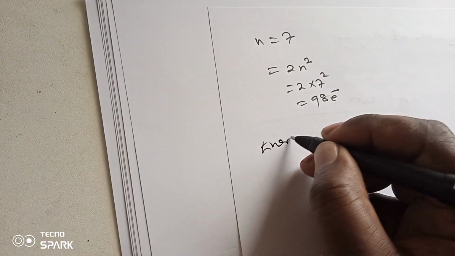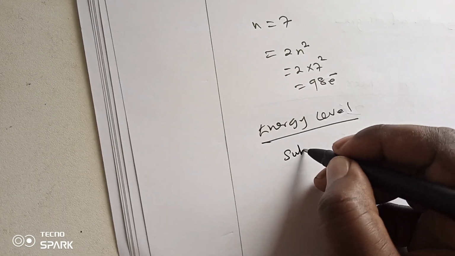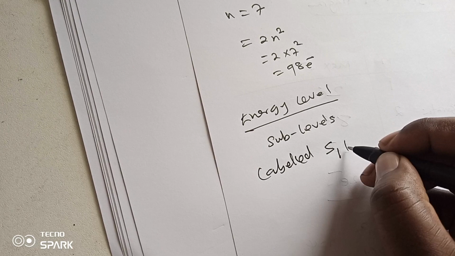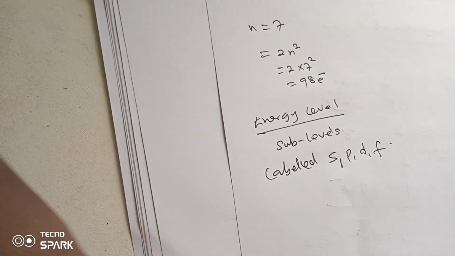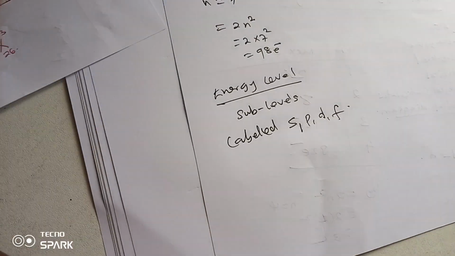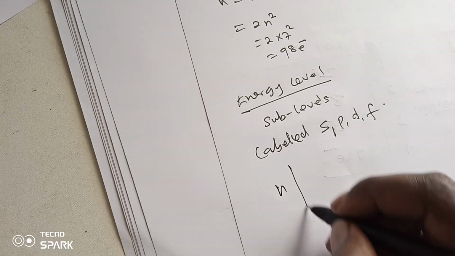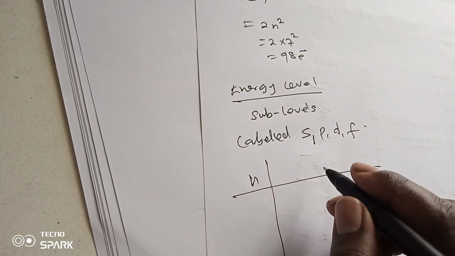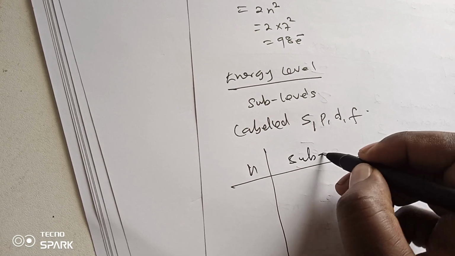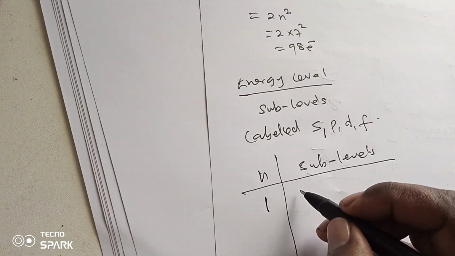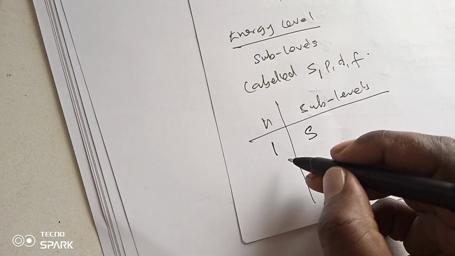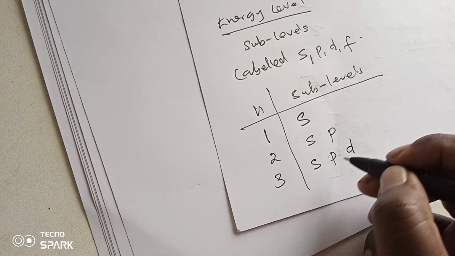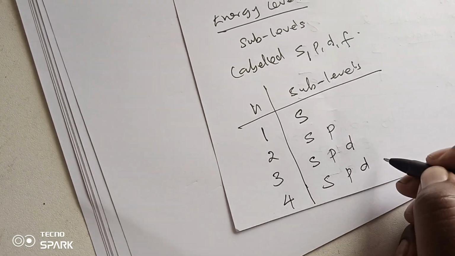So, within energy level, there is what we call sublevels. These sublevels are labeled as S, P, D, F. And you should know that each energy level contains a certain number of sublevels. The first one contains only S. The second one contains S and P. The third one contains S, P, D. Then the fourth one contains S, P, D, F.